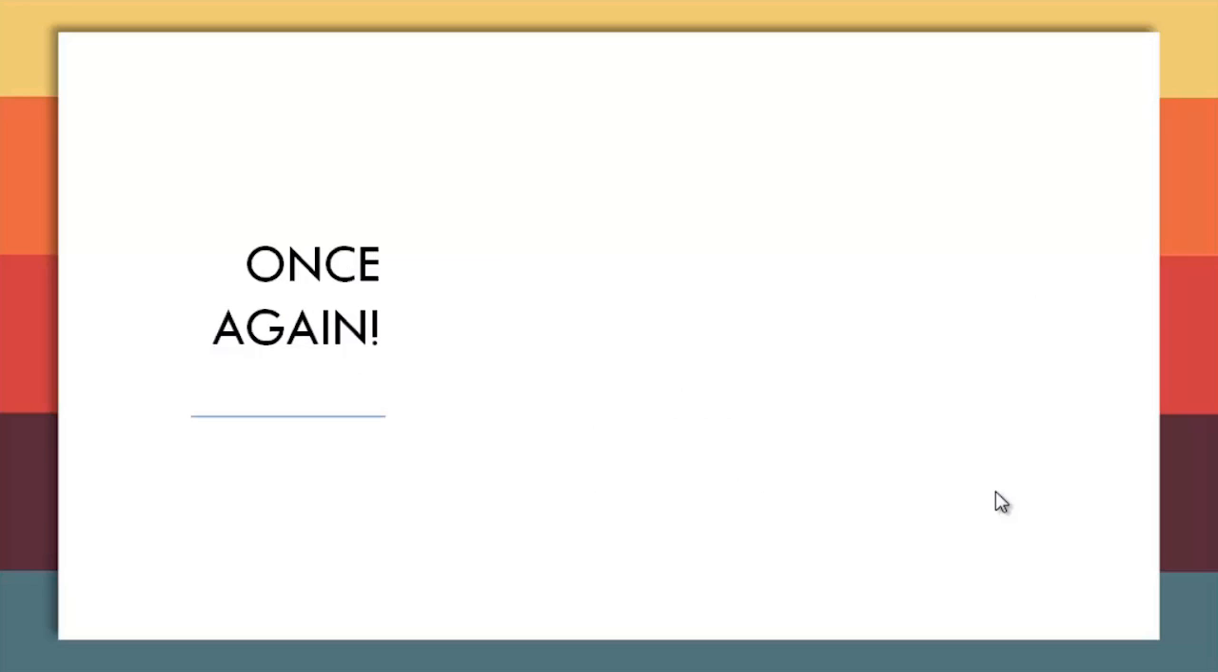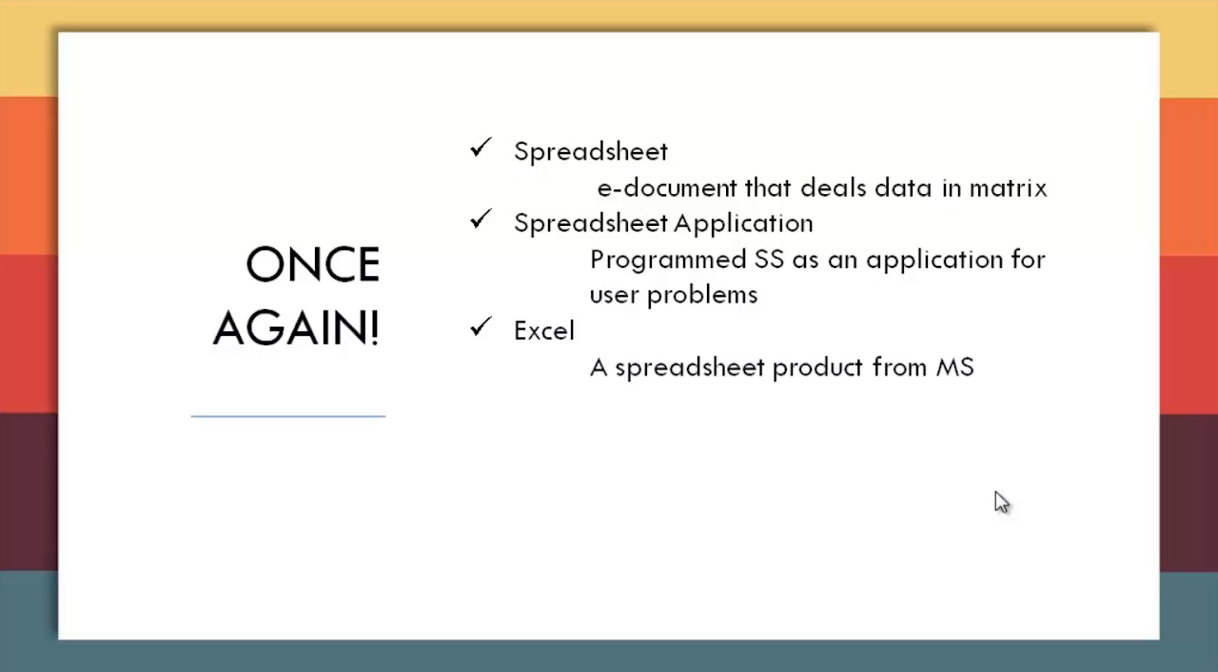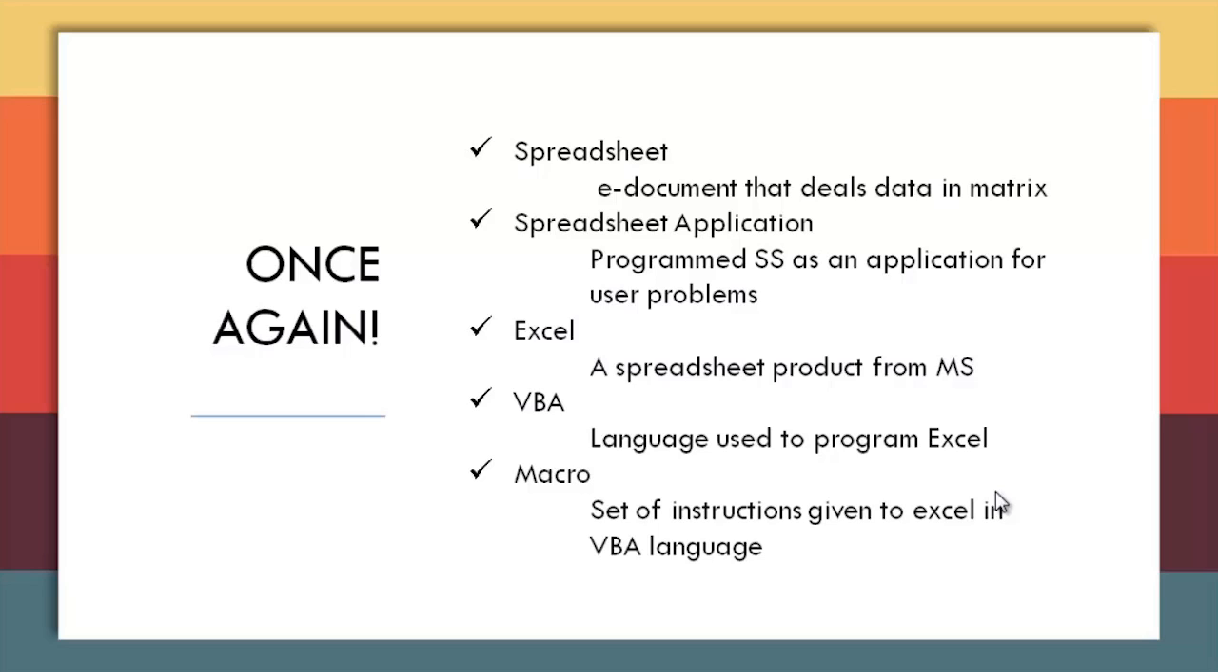Once again, since we have a lot of terms running around, we should be clear before entering into other subjects. Spreadsheet. A spreadsheet is nothing but an e-document that deals with data in a matrix format, that is, tabular format. Spreadsheet application. It could be a programmed spreadsheet as an application for user problems. Excel. A spreadsheet product from Microsoft. VBA. A language used to program Excel or other Microsoft applications. Macro. A set of instructions given to Excel or a Microsoft application in the VBA language.